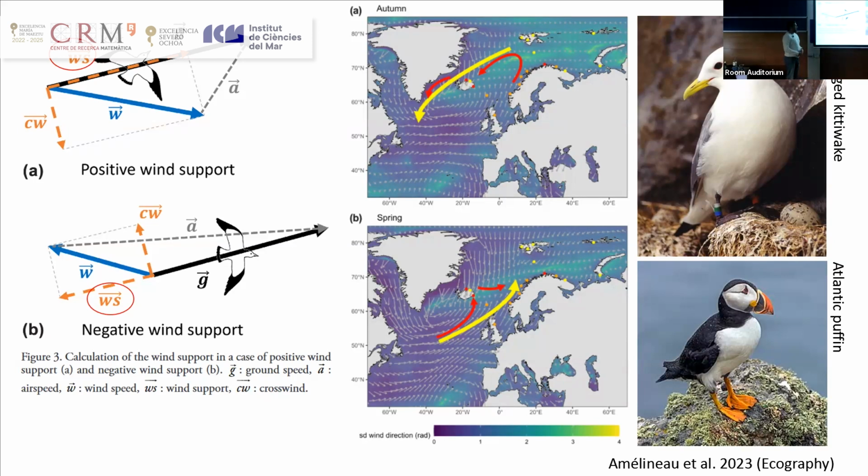These authors use a similar cost function. In this case, they suppose that the best suitable winds are a mix between tailwinds and lateral or crosswinds. Actually, they calculate this wind support parameter based on this assumption. I mean, when, for example, winds flow in that direction with respect to the animal movement, then wind support was positive.